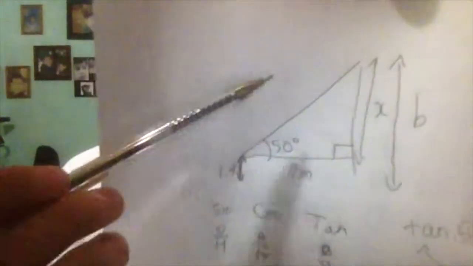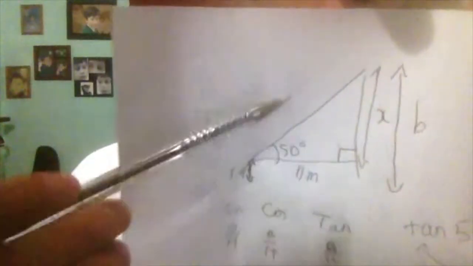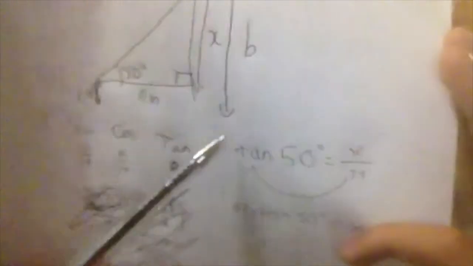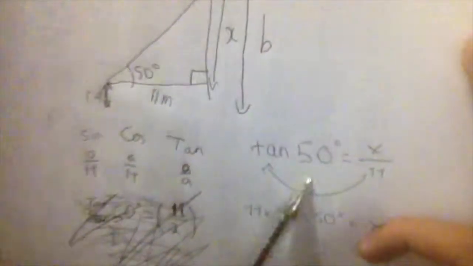So, according to this rule, we use sin when we have the opposite and the hypotenuse. So, cos when we have the adjacent and the hypotenuse. So, we have adjacent, no hypotenuse, no. And we use tan when we have opposite and adjacent. So, you get tan 50 equals x divided by 11.